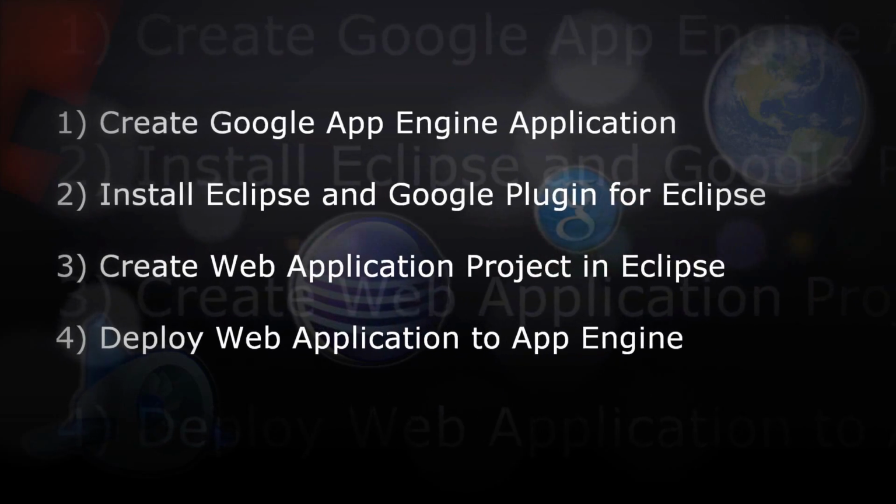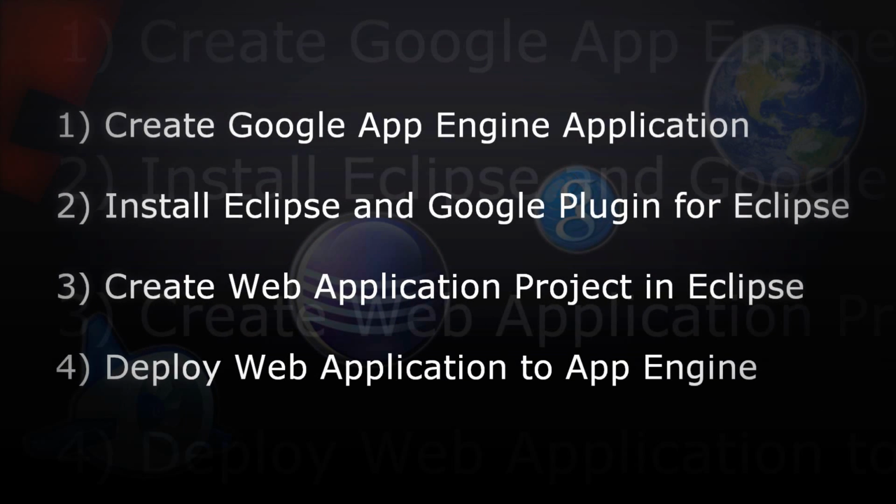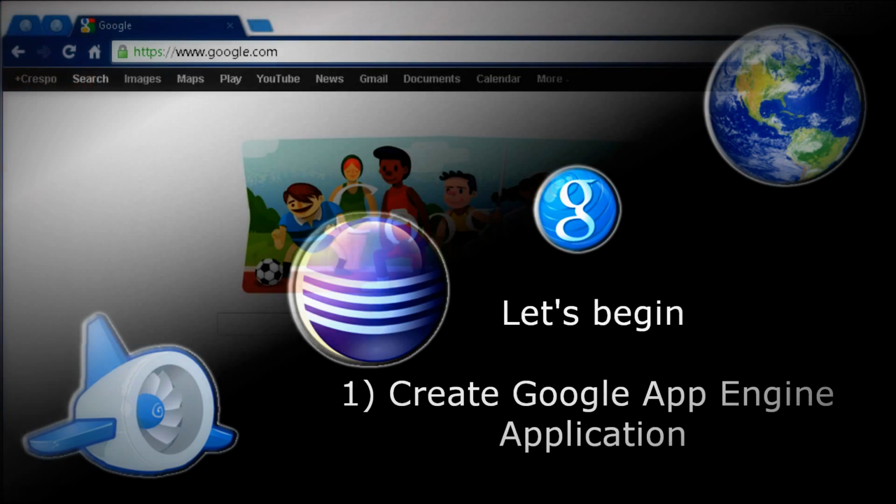We will then install Eclipse and a Google plugin for Eclipse. From there we will create a web application project in Eclipse. And finally we will deploy our web application to Google App Engine. So let's begin by creating our Google App Engine application.